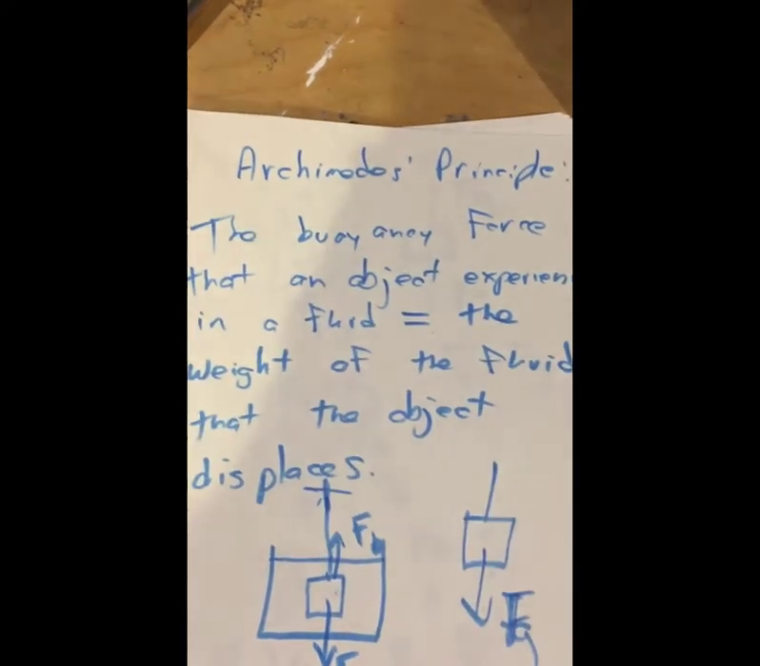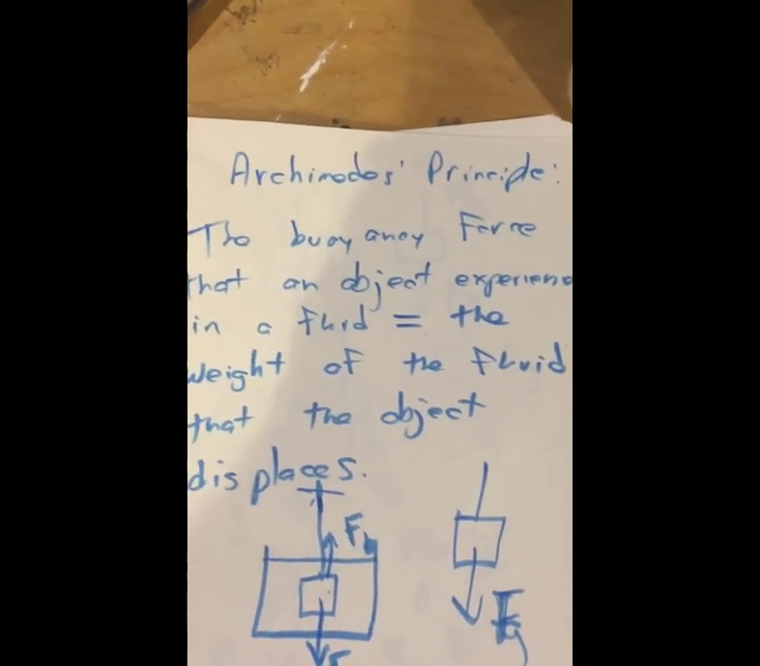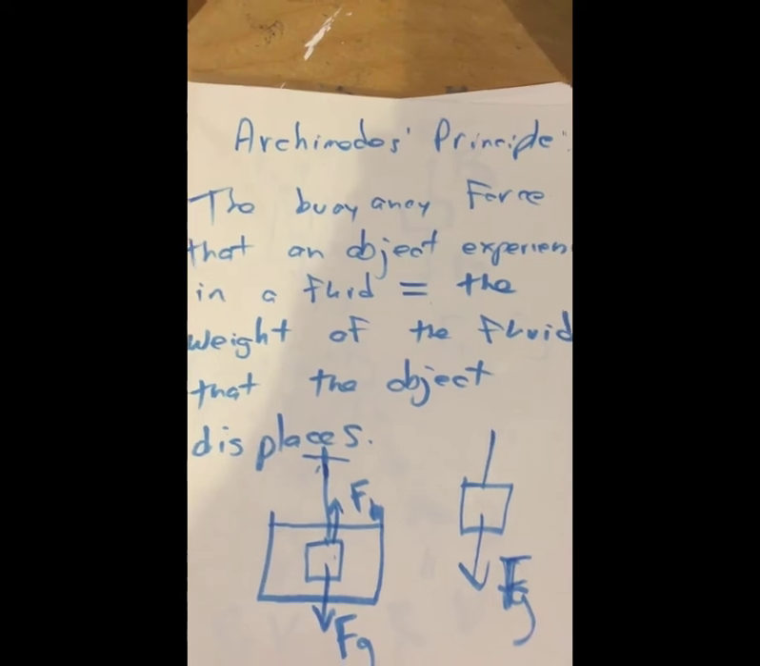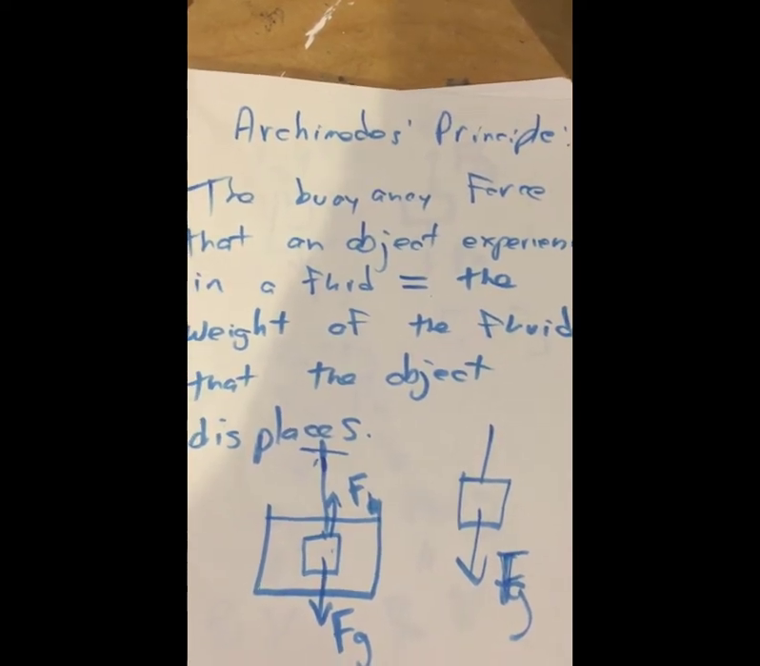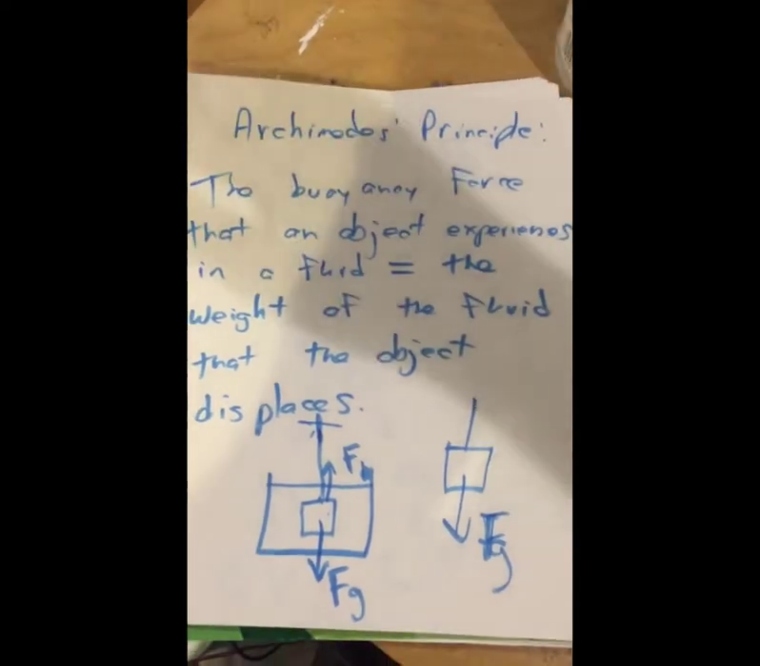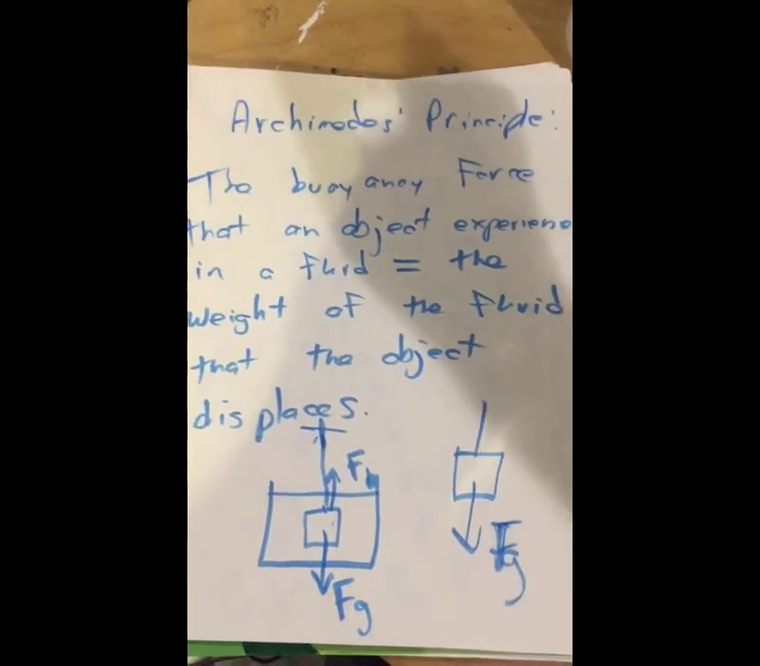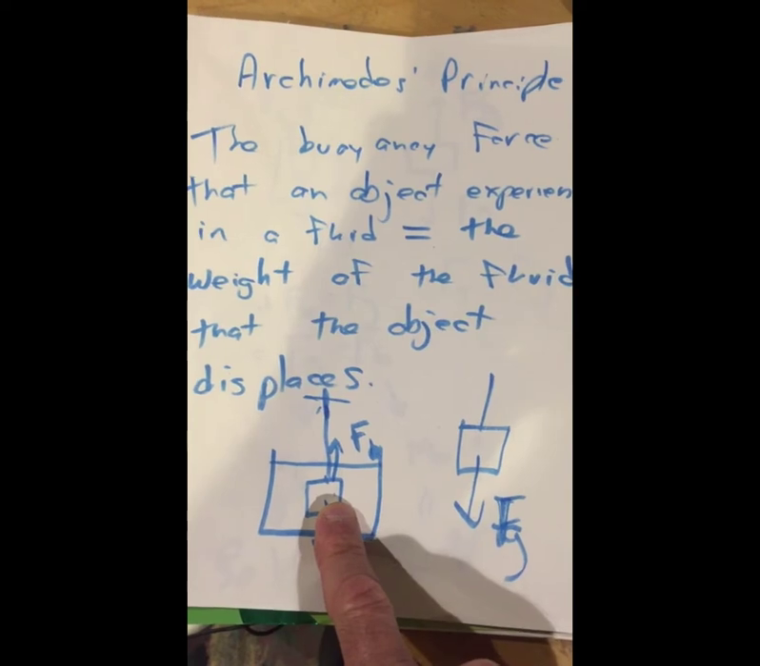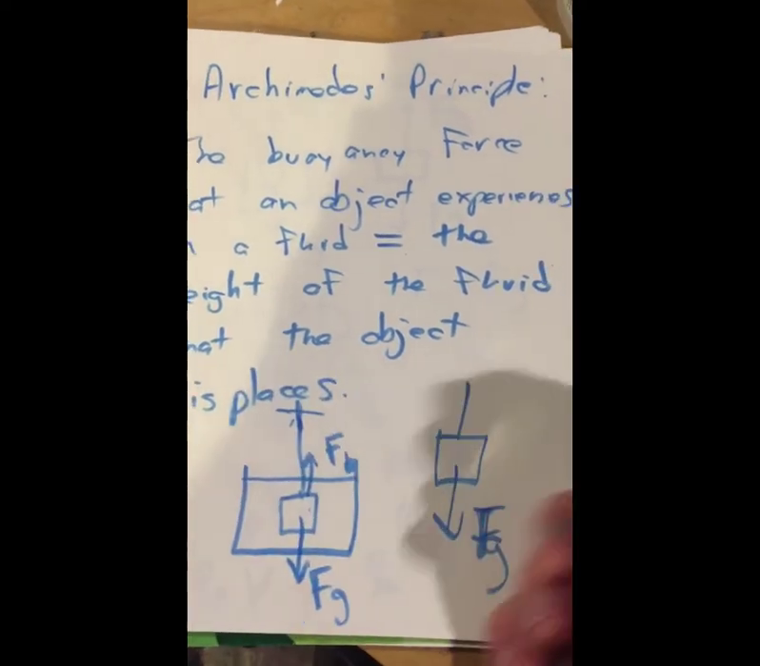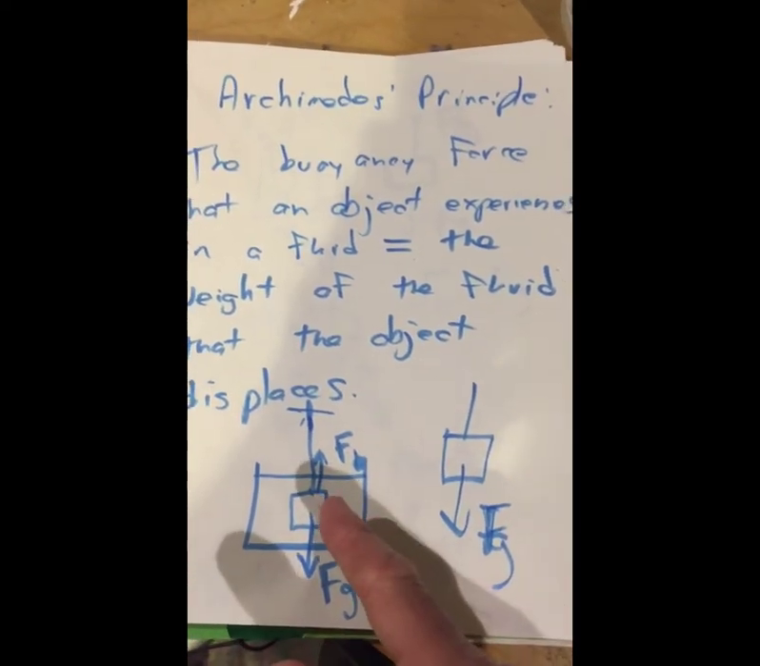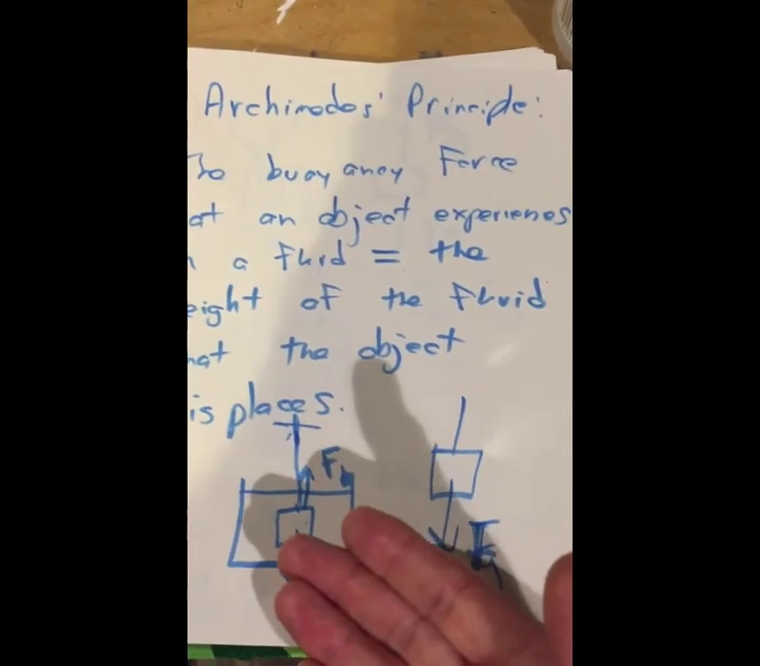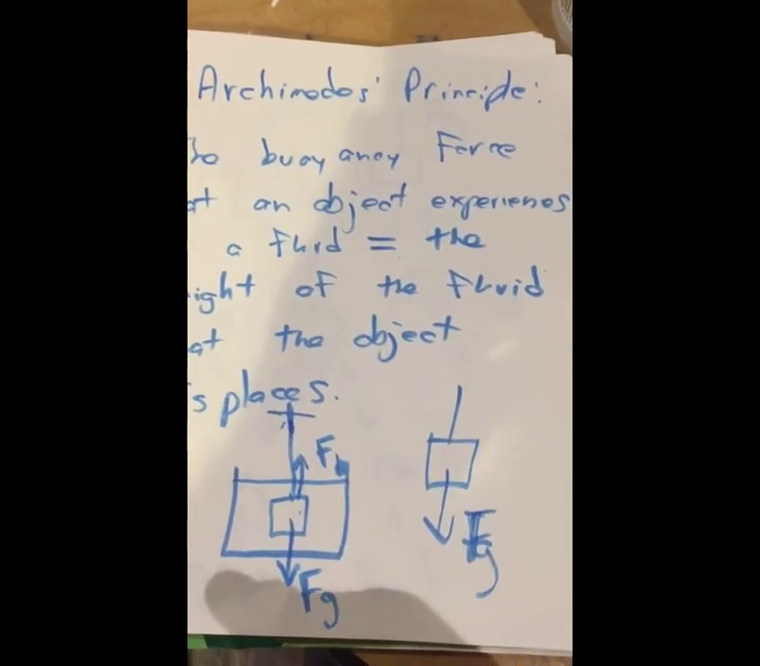This is Archimedes' principle written out so you can read it as well as hear me say it again. It says that the buoyancy force that an object experiences when it's immersed in a fluid is equal to the weight of the fluid that the object displaces. What that means is that when the object is in fluid, like in this example here, it's pushing water aside. If you could weigh the amount of water it displaces, that's how much lighter the object is going to seem to be when it's in the water.